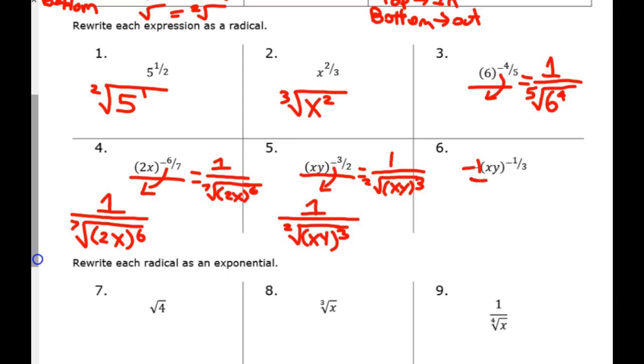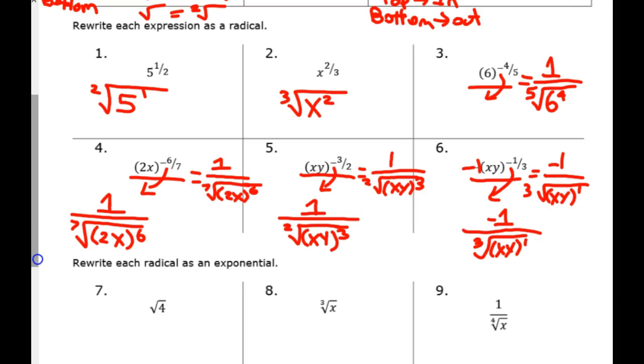All right, so again, this brings it down, but what stays on top right here is negative 1. So equals negative 1 on top. On the bottom, I got my x, y. Top goes in, 1. Bottom goes out, 3. So it would be negative 1 over 3 xy to the 1.